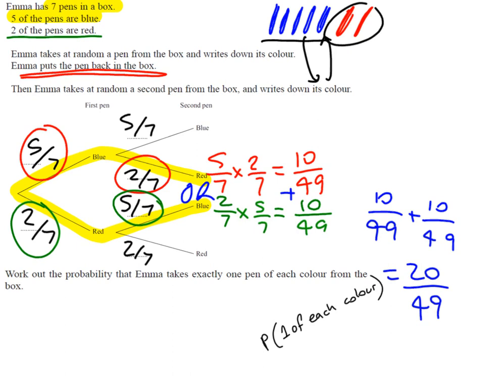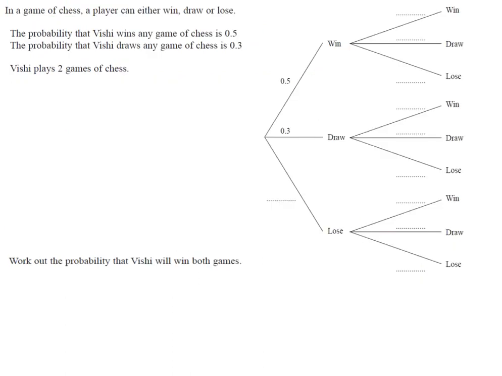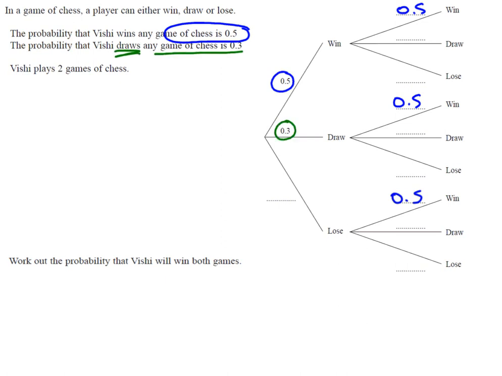Next one then. In a game of chess, a player can either win, draw, or lose. I know that too well. The probability that Vichy wins any game of chess is 0.5. So you can see that here. And it said any game of chess, so let's put all the wins as 0.5. Okay. The probability that Vichy loses, sorry, I've read it wrong, draws any game of chess is 0.3. It's already on for us here.